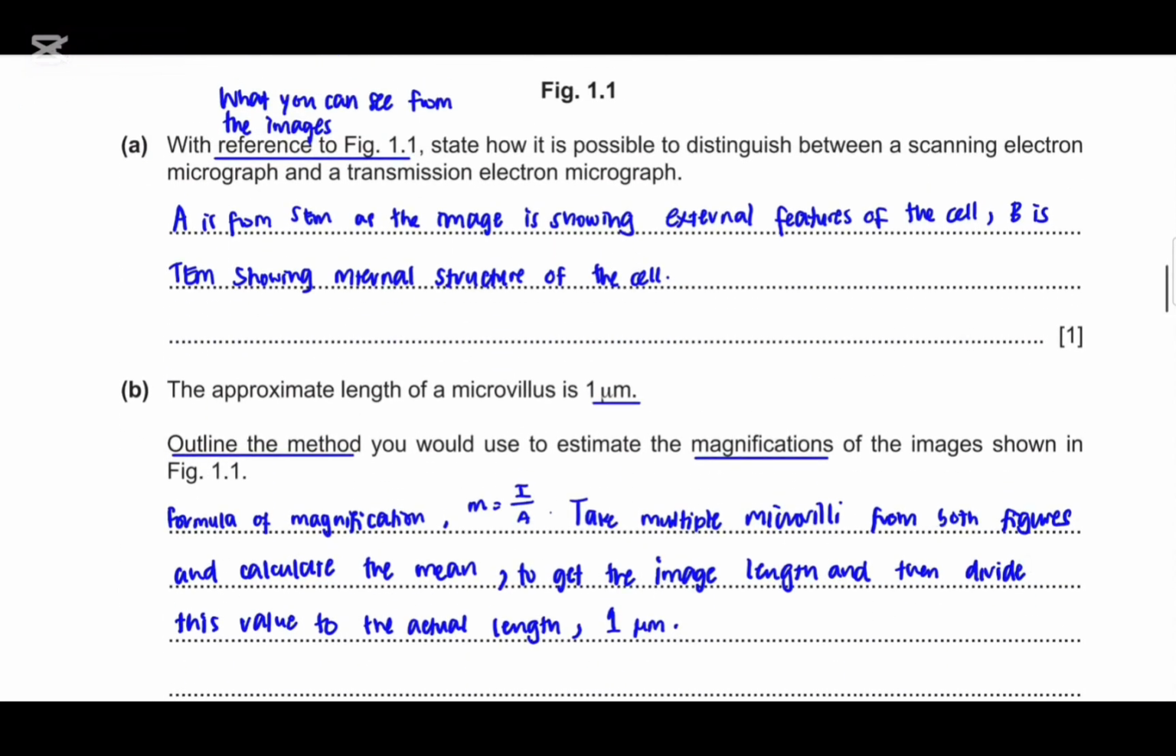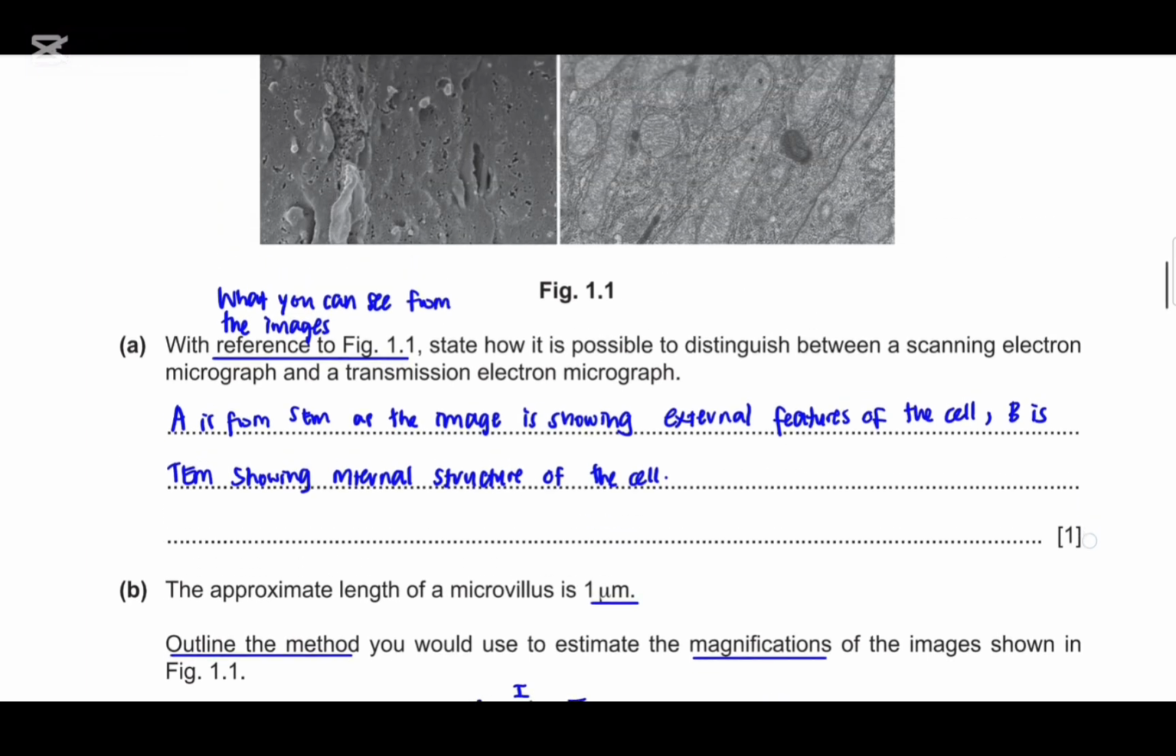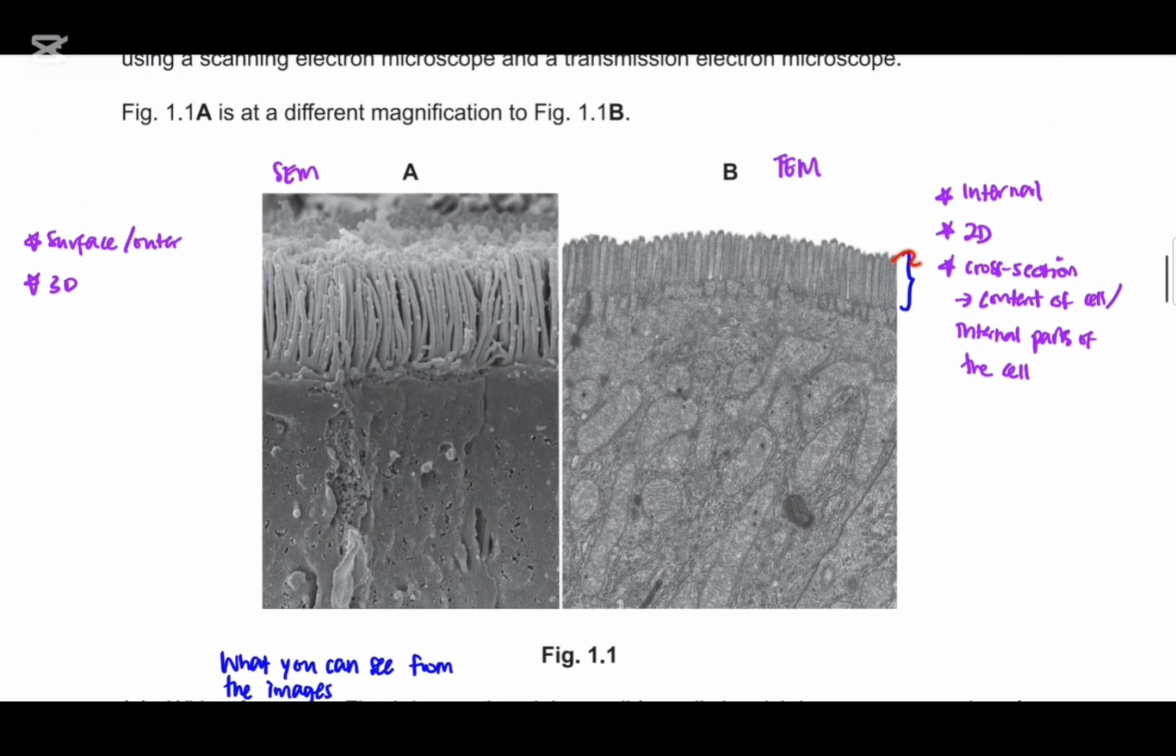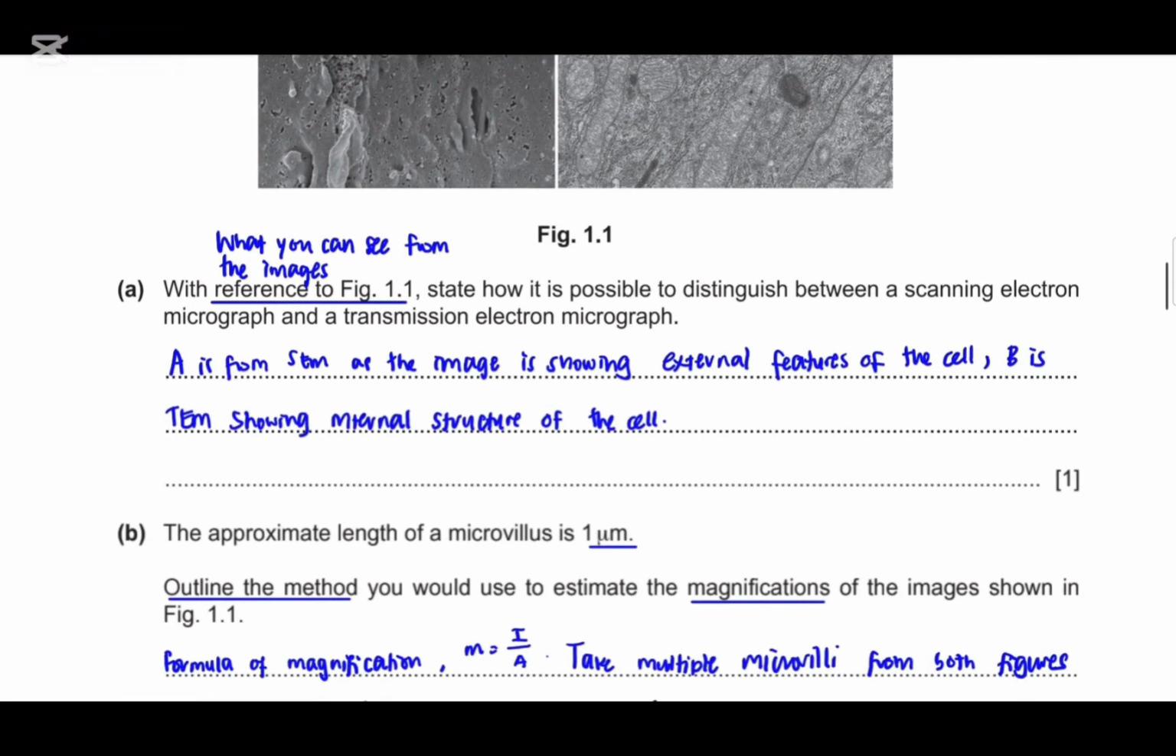So the approximate length of a microvillus is 1 micrometer. So outline the method. That means we have to explain how we are going to estimate the magnifications. Oh look, there's a hint there: magnifications of the images shown in figure 1.1. Because they give you hints there, they're asking for magnifications and we're going to be estimating. So that's why I want to emphasize the idea that we need to take a few measurements of the microvilli.